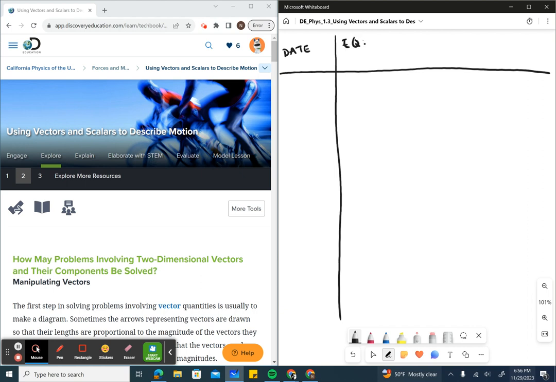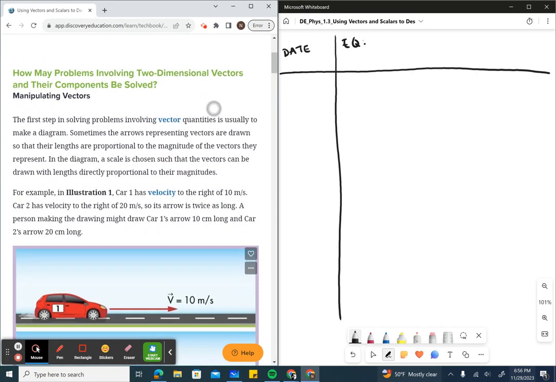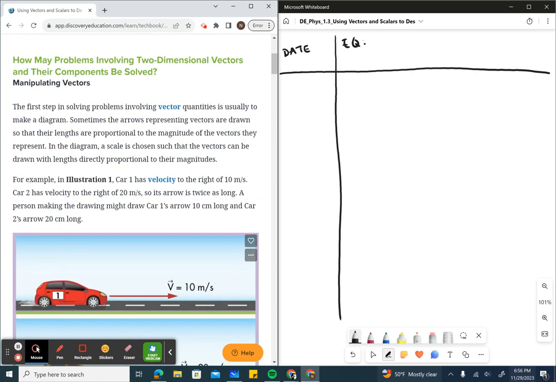The essential question for this explore is in green. How many problems involving two-dimensional vectors and their components can be solved? How may problems be solved? Okay, so I'm going to write that out.